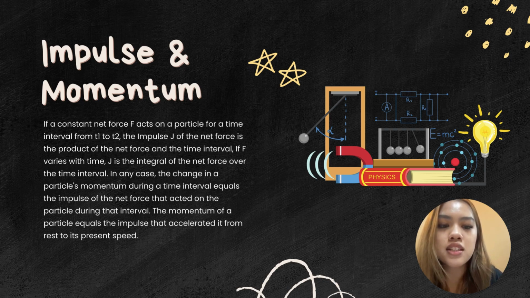Its magnitude is the product of the magnitude of the net force and the length of time that the net force acts. Moreover, impulse is the change of momentum of an object when the object is acted upon by a force for an interval of time. The equivalence between momentum and impulse is known as the impulse momentum theorem.